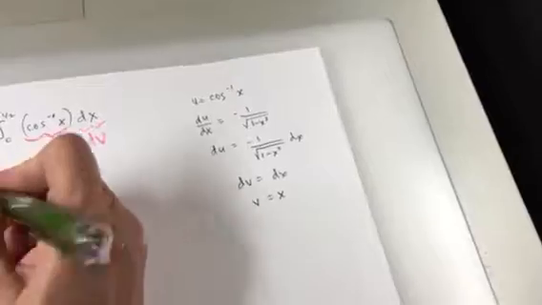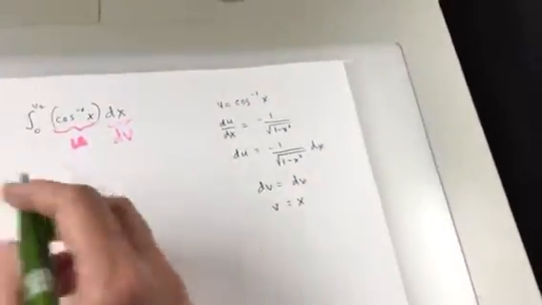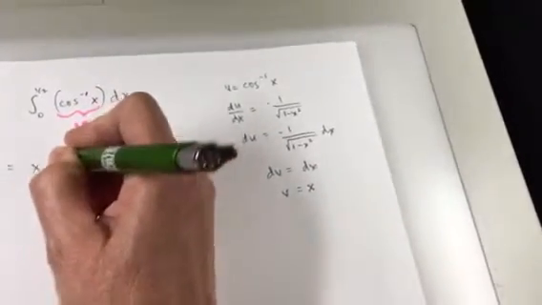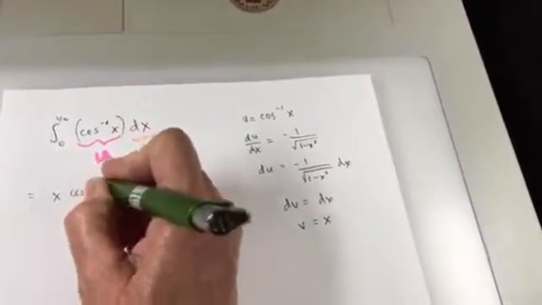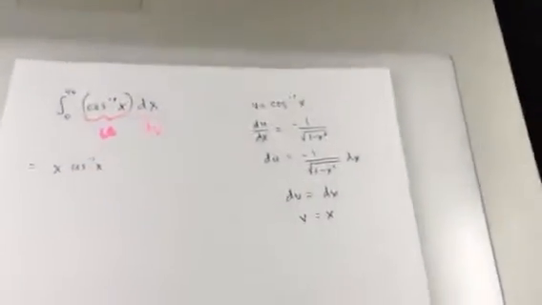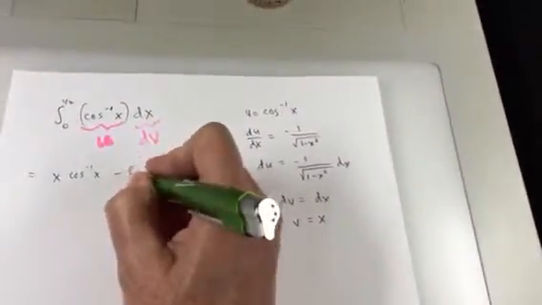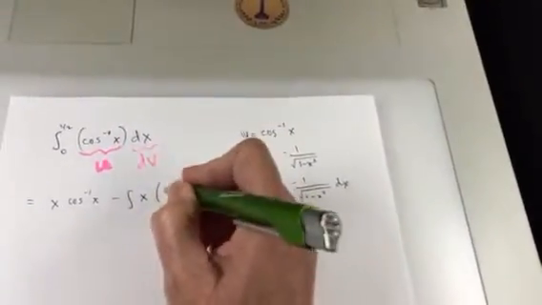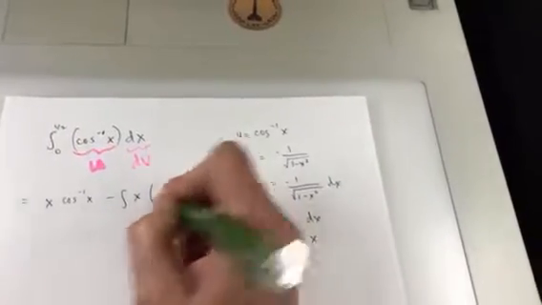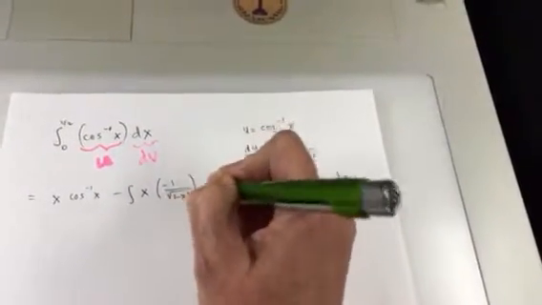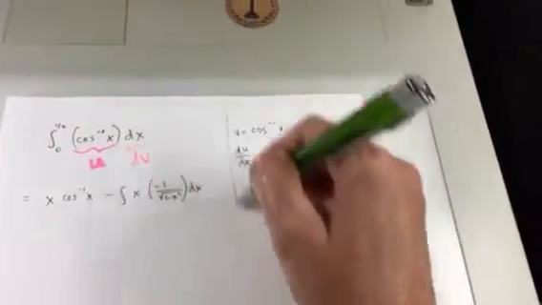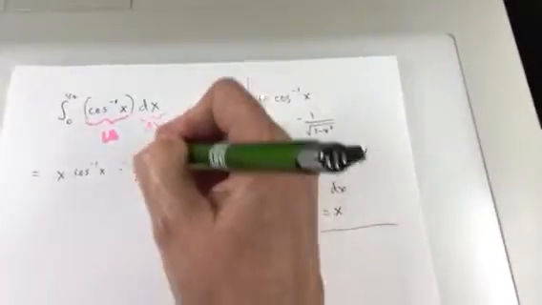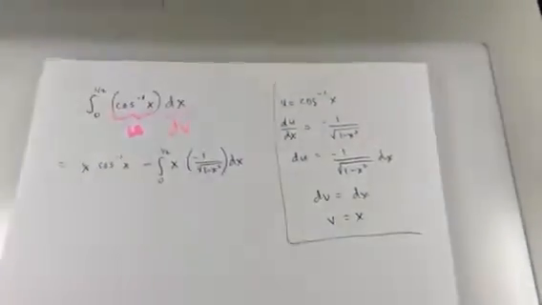So for this problem, I'm going to get u times v. Again, I'm going to write it as v times u, x times inverse cosine of x, minus the integral of v du, negative 1 over the square root of 1 minus x squared dx. Let me separate that out here. And I got to remember, this is a definite integral, 0 to 1/2.